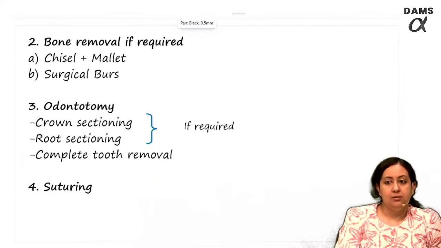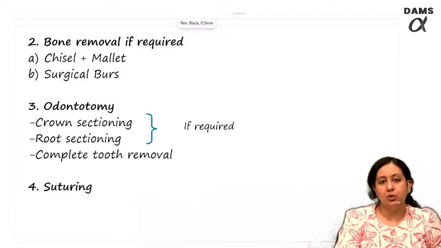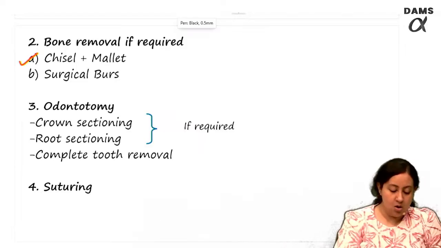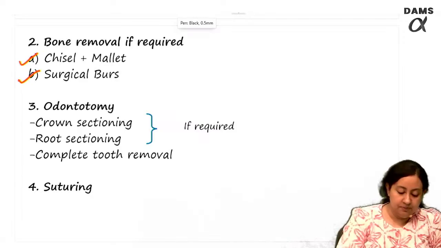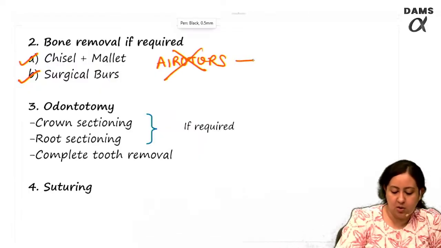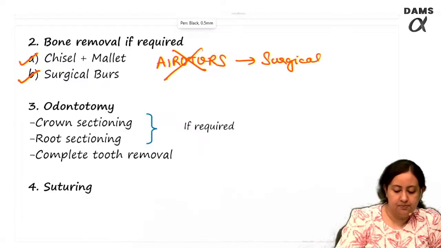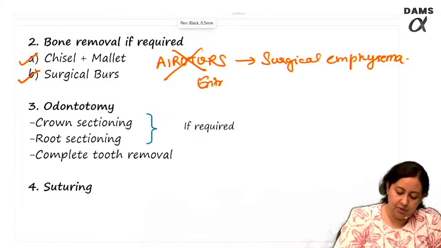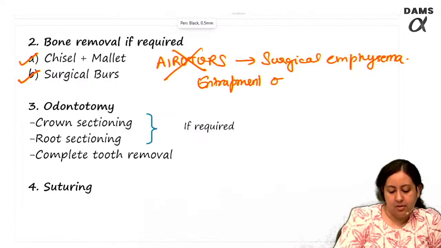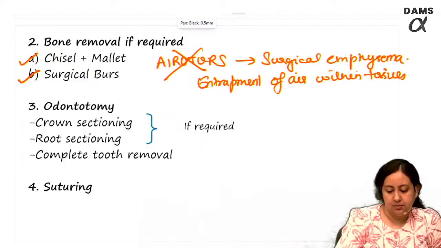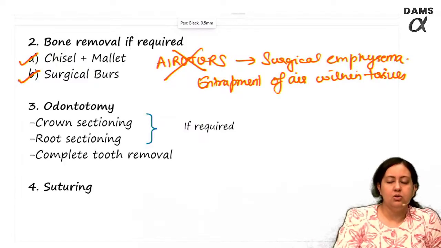Now, in most cases of an impacted tooth, you will be required to remove the bone. So in case you're required to remove the bone, you can use either a chisel and mallet, or you can use surgical burrs. No air rotors because they cause surgical emphysema, that is entrapment of air within tissues. So you do not use air rotors for bone removal.